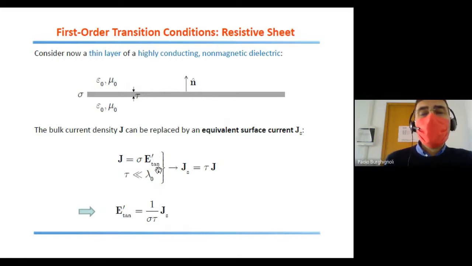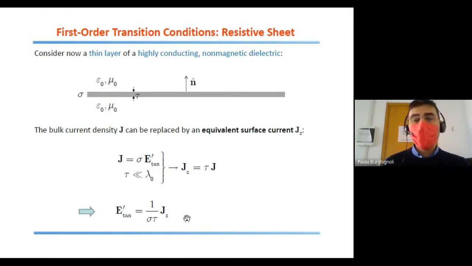Now, if the sheet is very thin, we can replace this with an equivalent surface current, which is the product of the thickness tau and the bulk current density J. So the overall dimensions of this quantity are ampere per meter. Now, if you use both equations, you will find that there is a linear link between the tangential electric field inside the medium and this equivalent surface current Js. The coefficient of proportionality is the reciprocal of the product of the conductivity and the thickness.